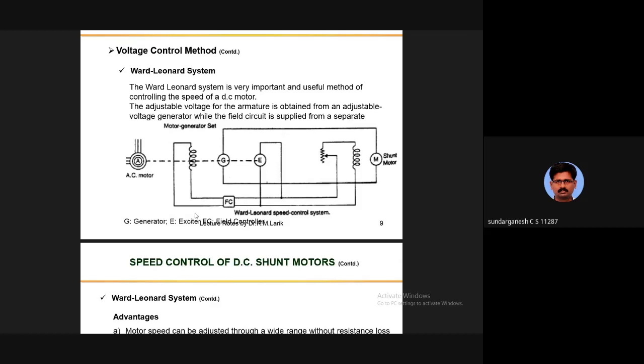The field coil is fixed and the armature coil is connected to a generator. If I vary the generator voltage, the back EMF is varied, so automatically the speed varies. The back EMF is directly controlled by a generator. So this method is known as the Ward-Leonard system.